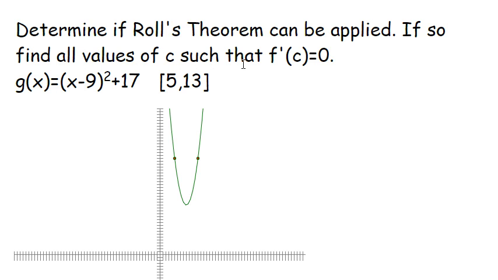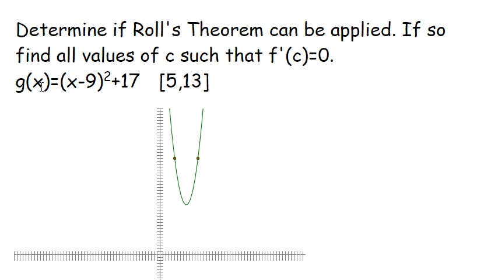If so, find all values of c such that f prime of c is equal to 0. Of course, here's the graph of g of x. One of the things stated in Rolle's theorem, first off, is that g of x must be continuous in the interval, and it is. And it must be differentiable in the open interval. That means we don't include 5 and 13, but it must be differentiable, and obviously it is.